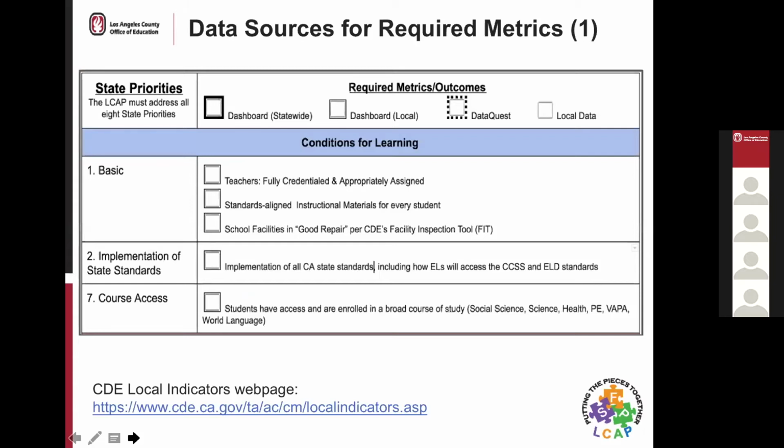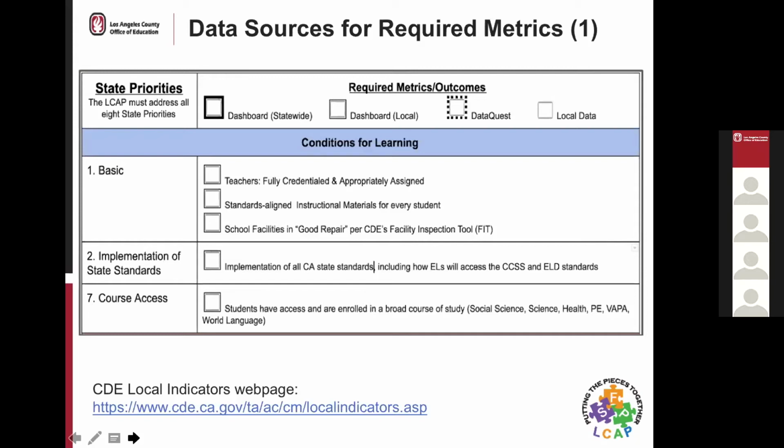So at a minimum, the LCAP must address all LCFF priorities and associated metrics. However, keep in mind that this is the minimum and there is no limit to the number of metrics an LEA may choose to use to measure progress in meeting goals and addressing priorities. Here we see state priorities 1, 2, and 7, along with the required metrics for each of these state priorities.